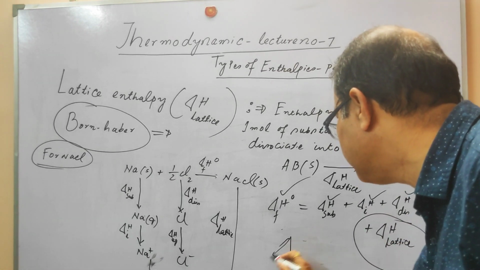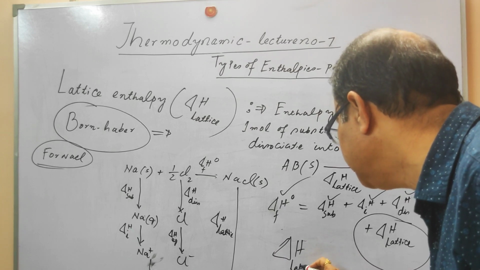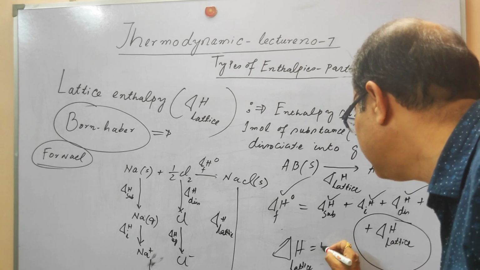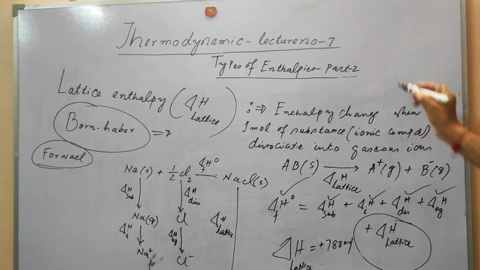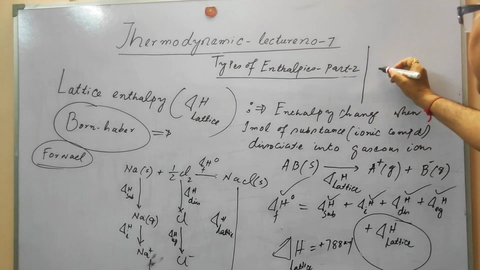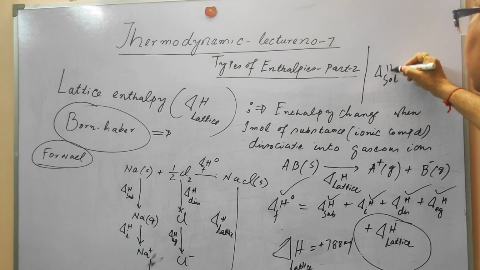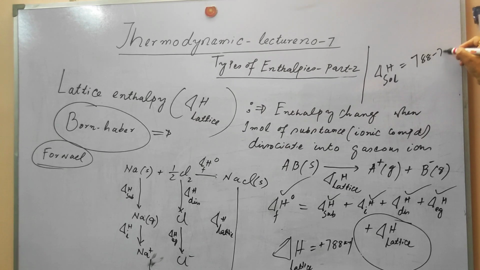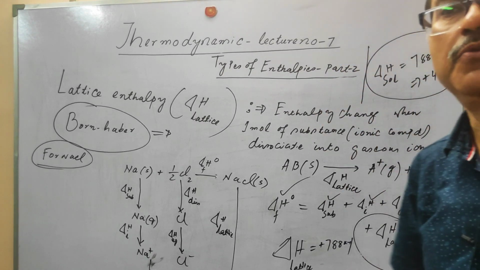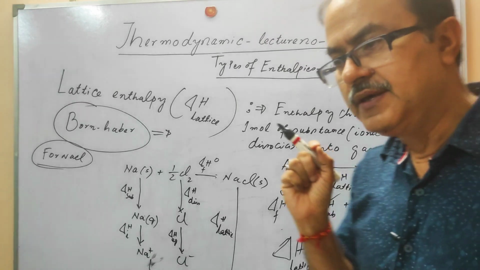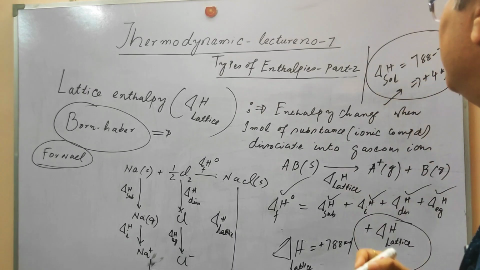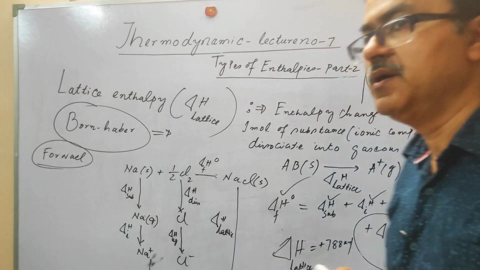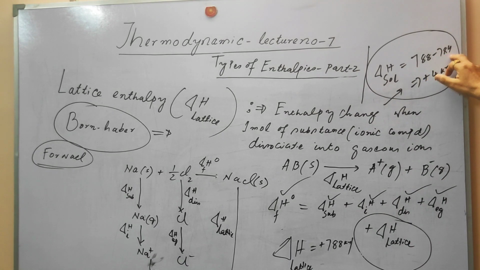The lattice enthalpy is normally found to be 788 kilojoule per mole. When we take the lattice enthalpy and the hydration enthalpy, we find the enthalpy of solution. Enthalpy of solution is 788 minus 784, that is 4 kilojoule. That is an endothermic process; you have to absorb this energy. So when we increase the heat, more NaCl will dissolve in the water. That is why. Enthalpy of solution is positive, and here the hydration enthalpy you can see is negative.